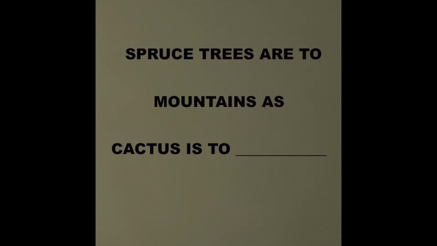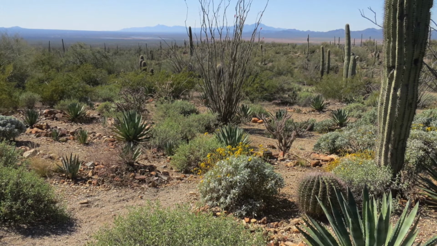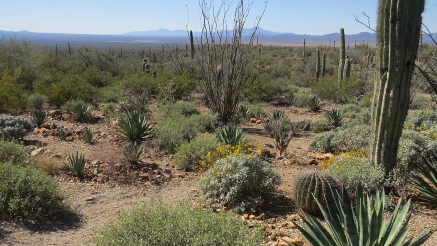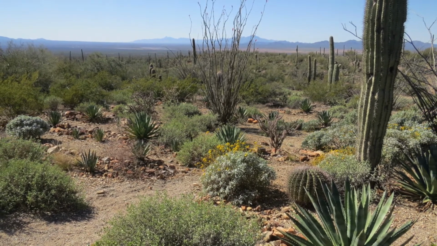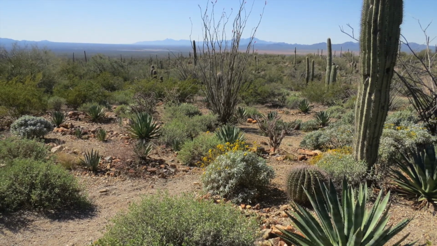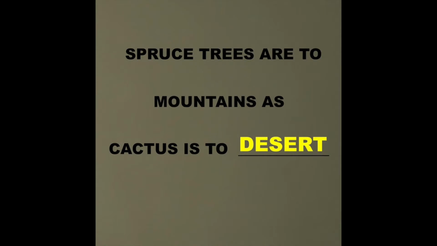Let's try a few more and you'll catch on. Let's look at this one here. Spruce trees are to mountains as cactus is to, again, we've got trees and the region. So cactus and the region. Just to help you out a little bit, here is a photograph of the kind of landscape that we're looking for cactus to grow in. The answer would be desert. Spruce trees are to mountains as cactus is to desert.